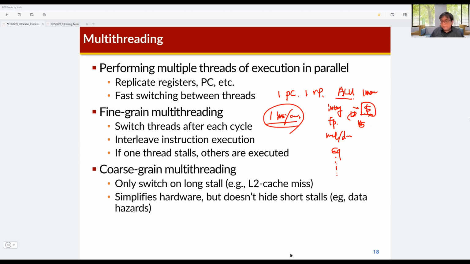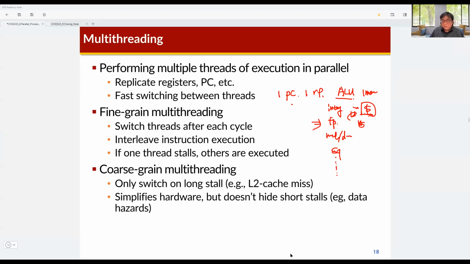What's the problem? What is the issue? There are multiple execution units, but these hardware resources are just wasted because of some cache misses or because of multiple execution units.